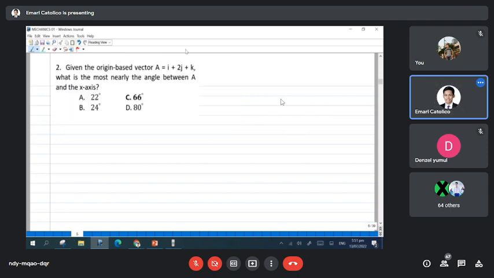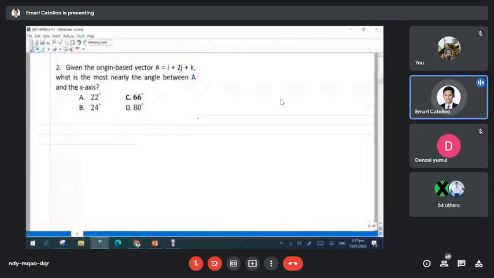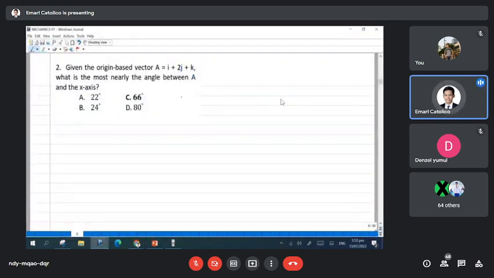Next problem. Okay, so number 2. Given the origin-based vector A is equal to I plus 2J plus K, what is the most nearly angle between A and the x-axis? So for number 2, kita ba yung screen ko? Okay. Ang tinatanong dito is yung angle between vector A and the x-axis. So therefore, sulat muna natin si vector A.